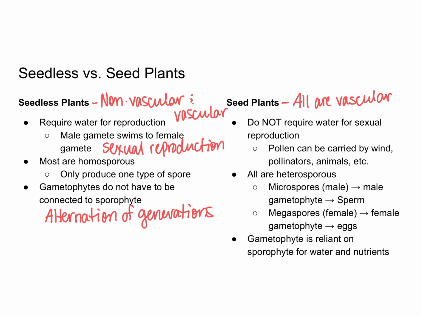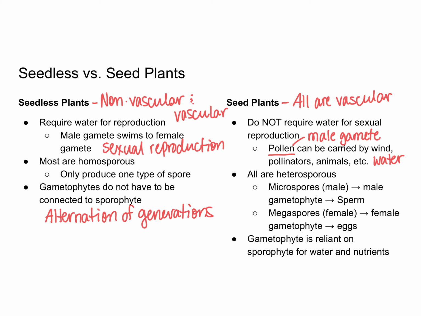Instead, these plants produce a substance known as pollen, and pollen contains the male gamete. And this pollen can be carried by wind, pollinators like bees, animals. It can hitch a ride on their fur. It can also be transported by water, but it's not required to be transported by water.